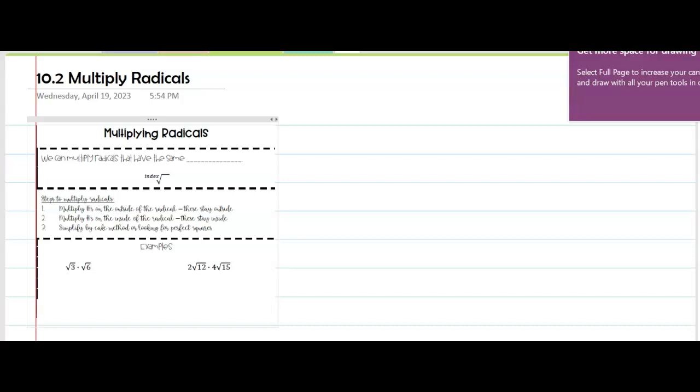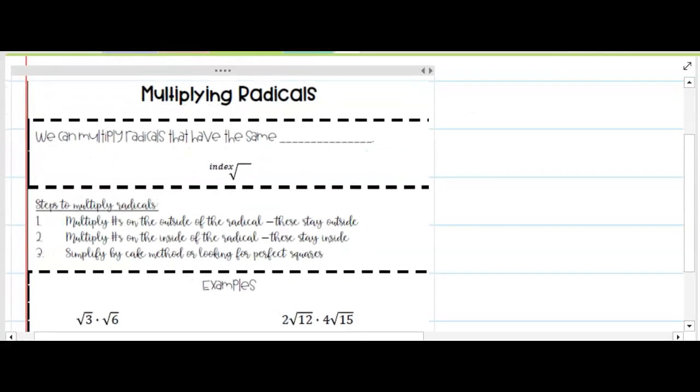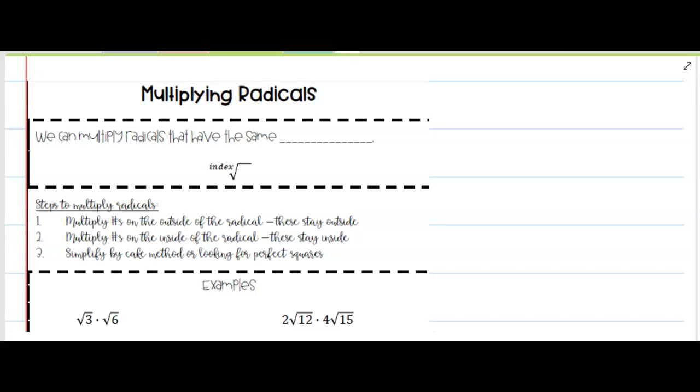All right, hello. We are going to move on to the next part of 10.2. So we are still talking about simplifying radicals, but what we're going to find is that oftentimes we get in the situation where we need to multiply radicals, and then after we multiply the radicals, we want to make sure that they are in simplest form. So that's what we're going to be doing today.